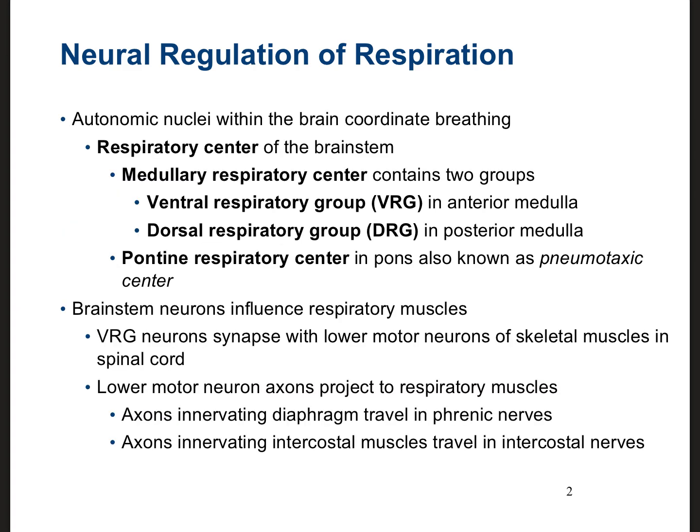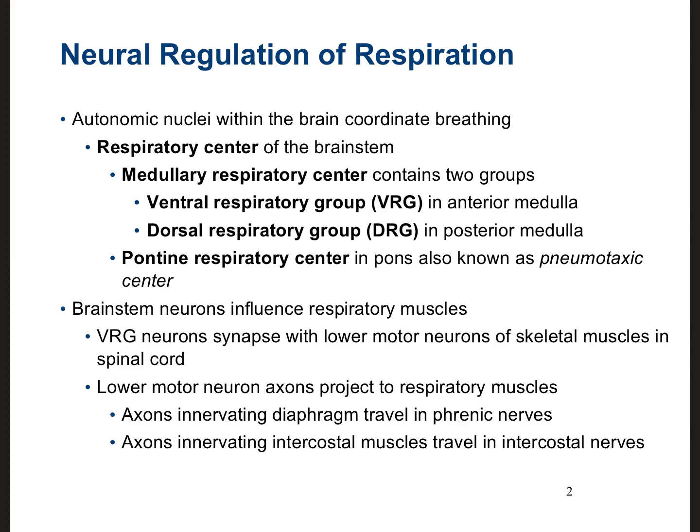So these are autonomic nuclei. What does that mean? What part of the nervous system controls them? Autonomic nuclei means the autonomic nervous system, right? So parasympathetic and sympathetic nervous system. Your respiratory center is in the brainstem. You have two parts within the medulla respiratory group, one on the ventral side and one on the dorsal side. The ventral is on the anterior medulla, and the dorsal is on the posterior medulla. And then the pontine respiratory center is known as the pneumotaxic center, okay?